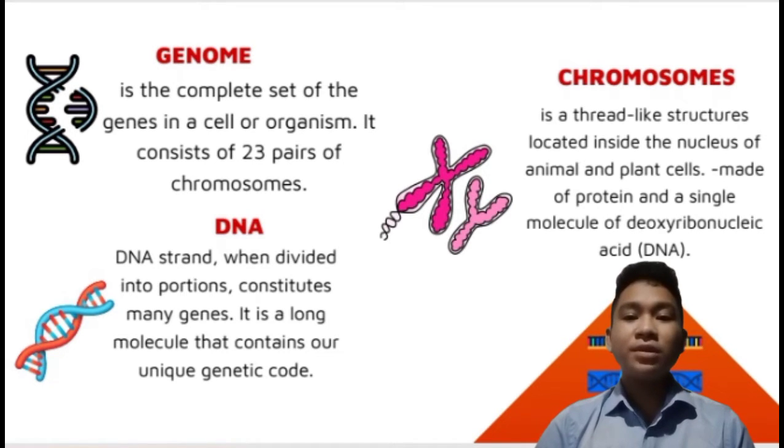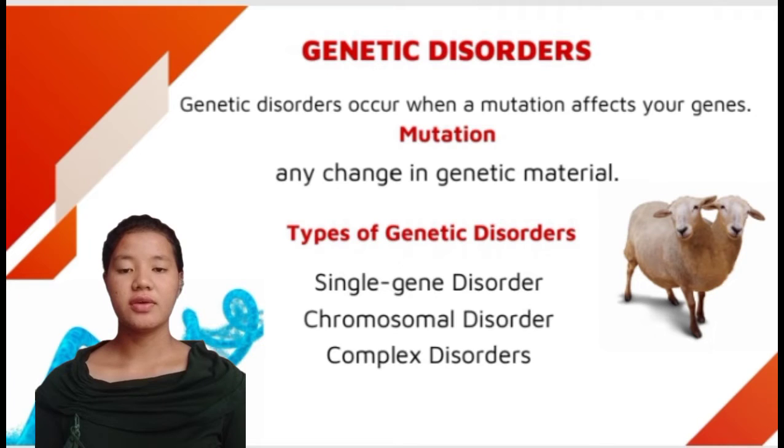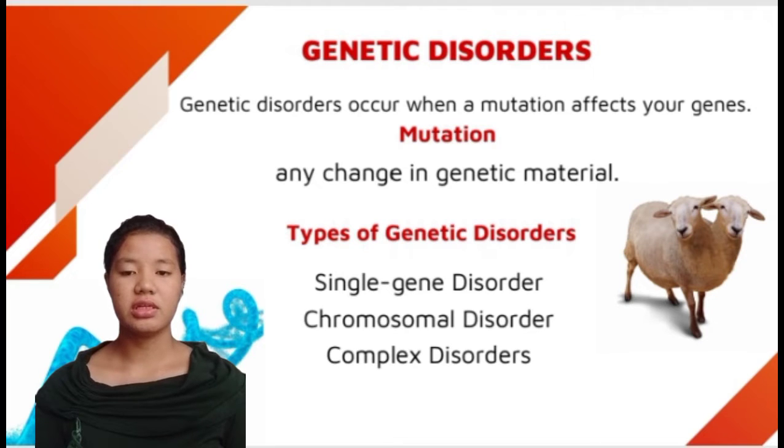And lastly, chromosomes. They are thread-like structures located inside the nucleus of animal and plant cells, made up of protein and a single molecule of deoxyribonucleic acid, or DNA. Genetic disorders occur when a mutation affects your genes. And mutation means any change in genetic material.